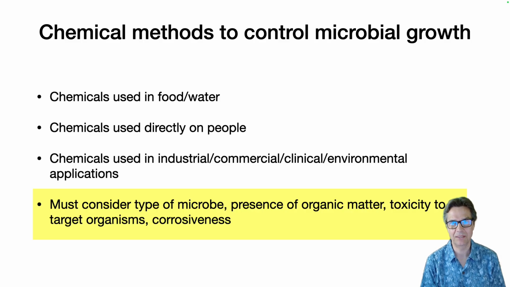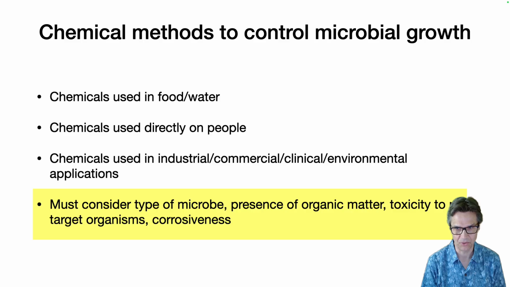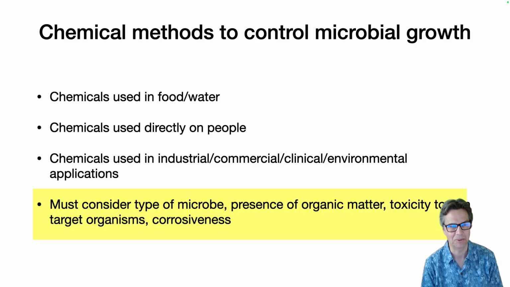Third, you have to consider non-target organisms and see if the treatment is toxic to them, how detrimental it is to remove them from the environment that you're working on. And finally, you have to consider how corrosive the treatment is to the equipment that you're going to be using. If you're using a harsh acid or bleach treatment of your tubing in your dairy plant and it causes the tubing to corrode and break, that's probably not a good treatment.